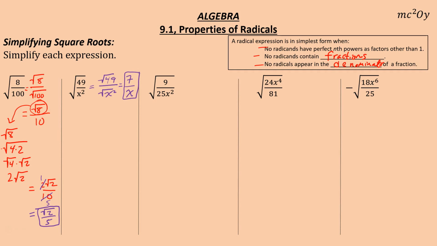Okay. Well, let's check out this next one. 9/25. Let's break it apart. Root 9 over root 25. And I'm going to break that apart on the bottom. I'm going to call that root x squared. Okay, on my numerator, root 9 becomes 3. Okay, so this part became a 3. Root 25 becomes a 5. And root x squared becomes an x. That's 3 over 5x.